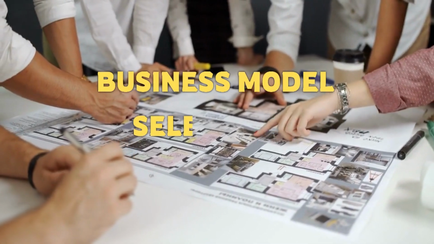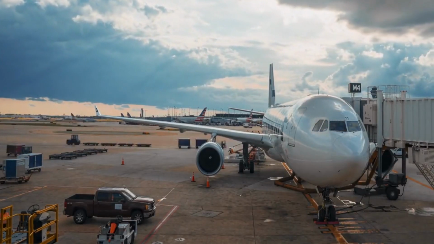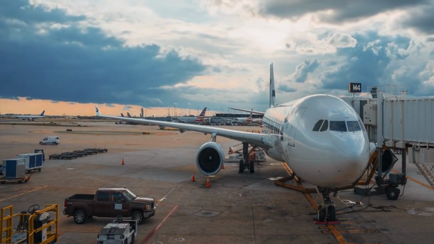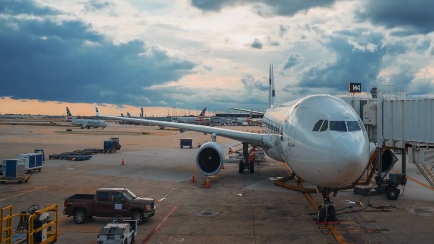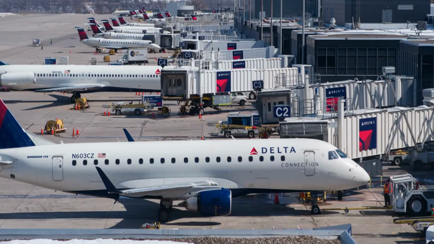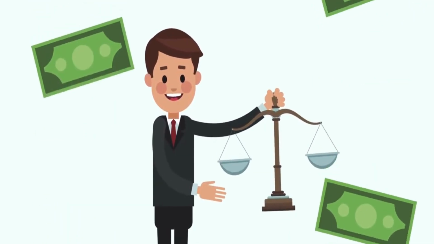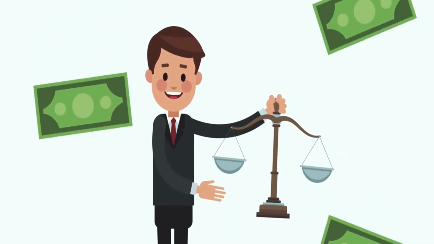Business model selection. The most important details in selecting a business model for an airline are the goals, target market, competitive landscape, and regulatory environment. Low-cost carriers emphasize low prices and operate on a point-to-point network, while full-service carriers offer a wide range of services. Hybrid carriers combine elements of low-cost and full-service carriers to offer a balance of low prices and convenience.